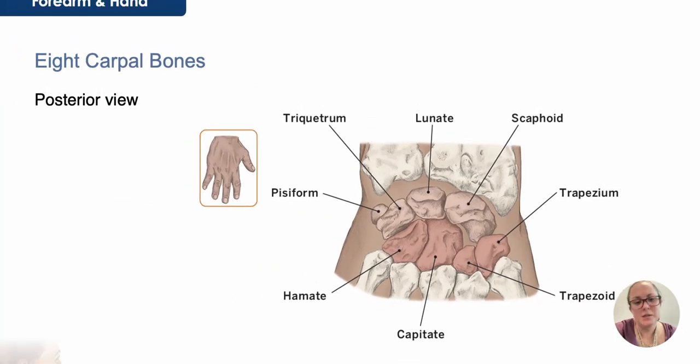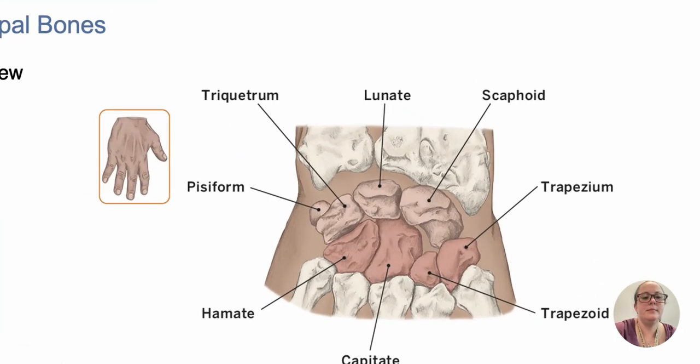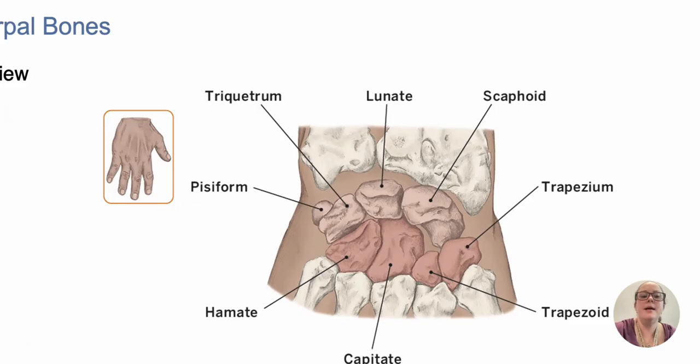I don't know which slide it is, but on the pinky side, closest to your ulna is your pisiform, your triquetrum. Then we have your lunate, scaphoid. Bottom layer is your trapezium, your trapezoid, your capitate, and your hamate.